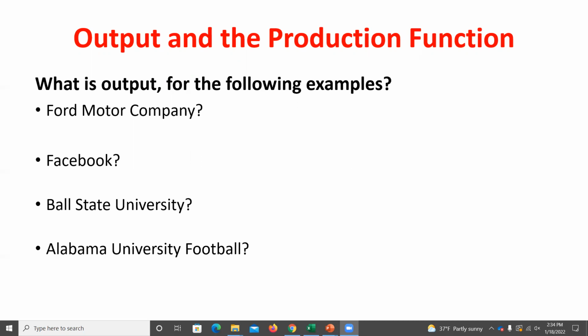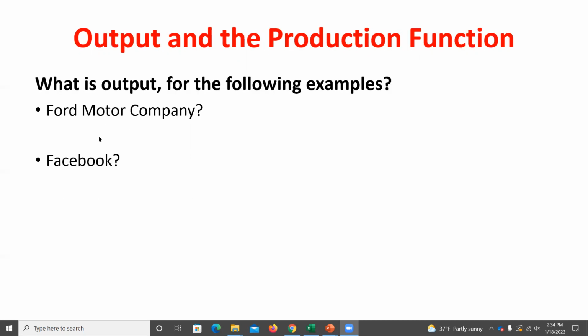What about Facebook? This is kind of a weird one. What would their output be? Probably users, like the number of users or the amount of user data they're able to collect, because that's ultimately the product they sell to other companies. It's weird, and I guess no one really uses Facebook anymore, but the idea is these social media companies are trying to get users so they can sell the number of users or data to different companies, ad companies, things like that.